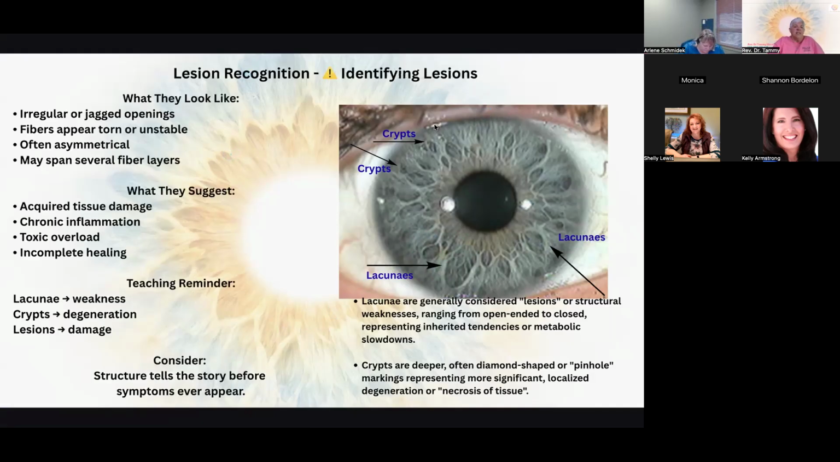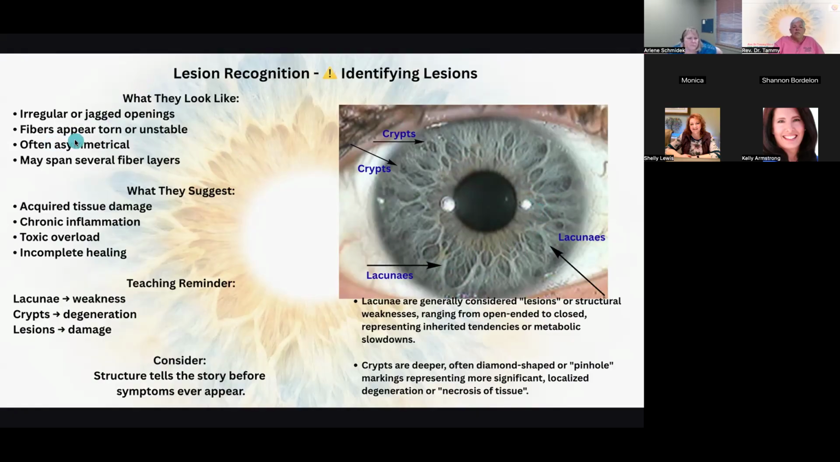Lesion recognition, identifying lesions. Those are still your lacunas, your different lesions. This would be a lesion. This would be a lesion here. This is more of a crypt going on here, but this is a lesion here. And this is a large lesion in the bowel area. So irregular jagged openings. This is an irregular jagged opening. And even in here, we've got some lesions going on in the colon area.